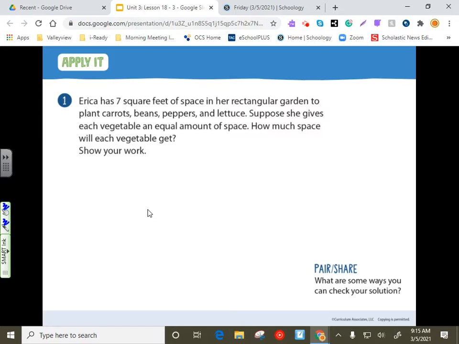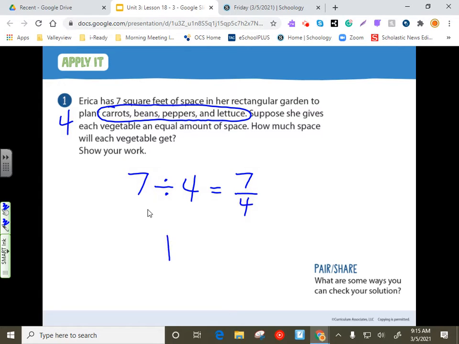And show your work. So I know in the warm-up we circled the names of the people to get a number. This one's similar. We've got carrots, beans, peppers, and lettuce. And that's 4 total vegetables. And between the 7 feet that's in the garden, we're dividing it equally among 4 vegetables. And that's 7 divided by 4, which looks like this. And we can change 7/4, the improper fraction, into a mixed number just like this. 4 goes into 7 once.